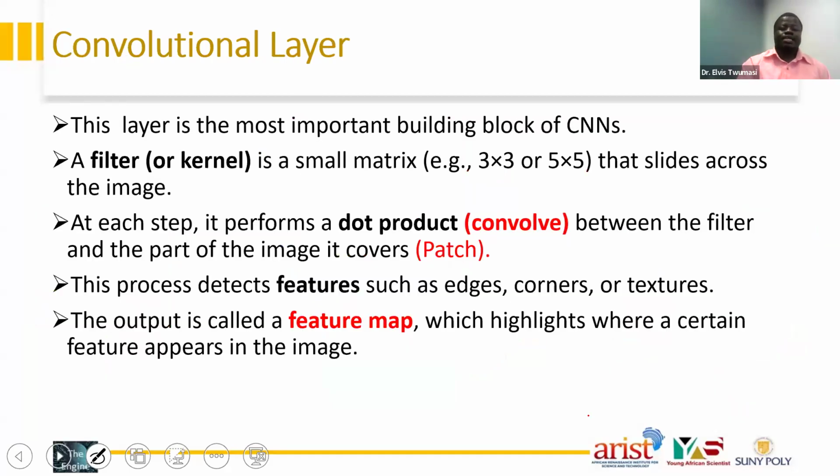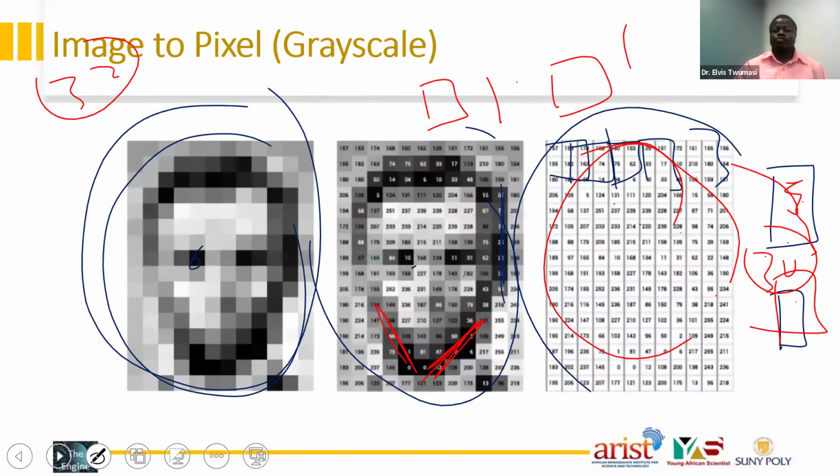So the convolutional layer is the most important layer of CNN, because that's what is a little different from the normal neural network. A filter, which we are calling a kernel, most of the time we use a 3x3 filter. If you use a big filter, you will not be able to capture some things within the image.